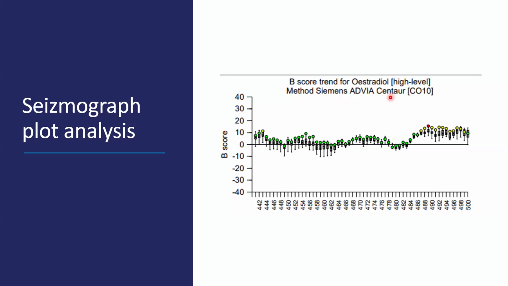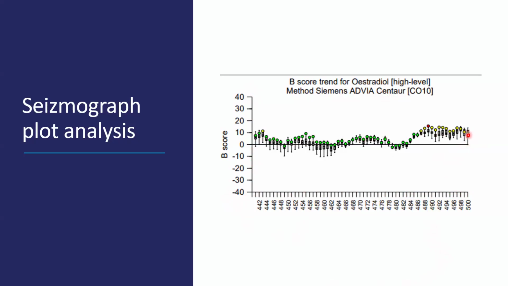So the seismograph plot shows box and whisker data. These are called box and whisker plots, for the B score of method data over the previous 5 years, as I said. On the x-axis is time, and on the y-axis the B score is shown. The individual box and whisker plot for each distribution is shown here.